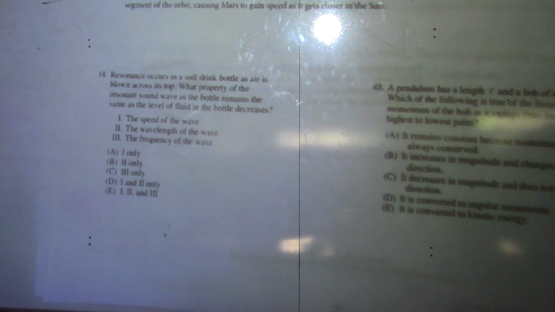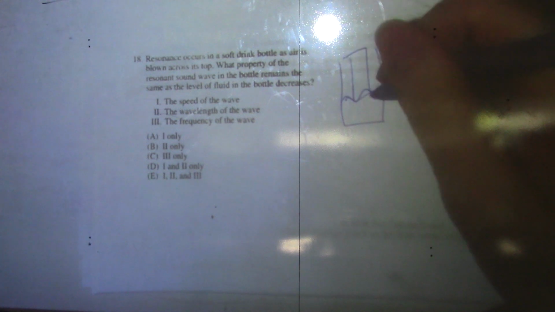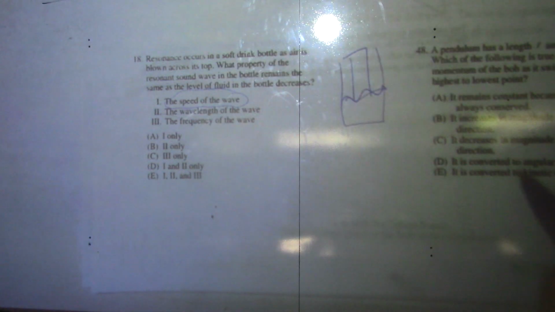Resonance occurs in a soft drink bottle. Which property of the sound wave remains the same as the fluid level decreases? This is similar to the water, where you lower the level and get a longer pipe. The speed of the wave should absolutely stay the same because you're still in the same medium, so we can cross off these two.